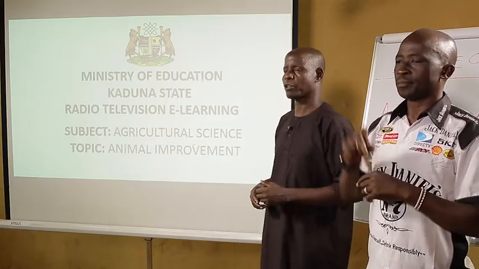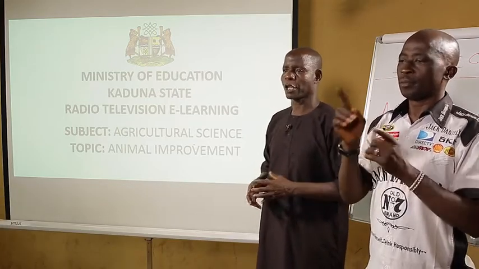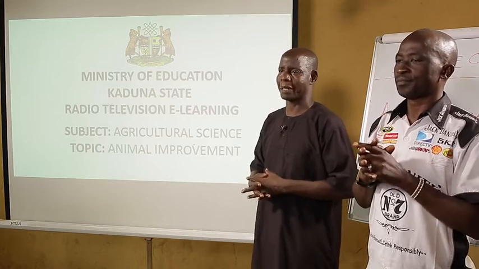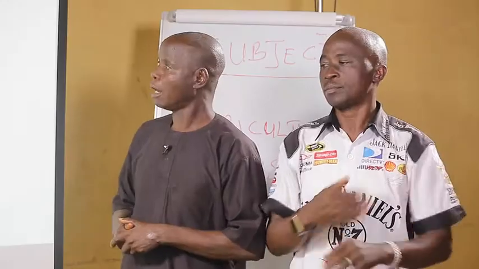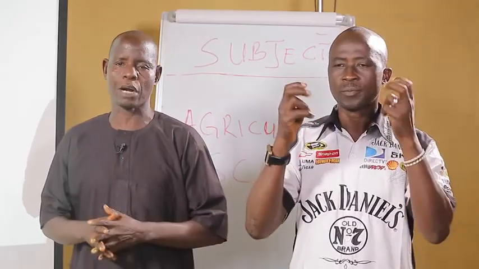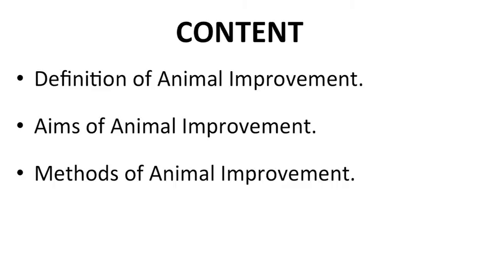And we have an interesting topic today, because the topic we are going to discuss today will involve animals. Hence, the topic, animal improvement. Under this topic, let us see what we shall cover. 1, we shall see the definition of animal improvement. 2, aims of animal improvement. And the third one is methods of animal improvement.